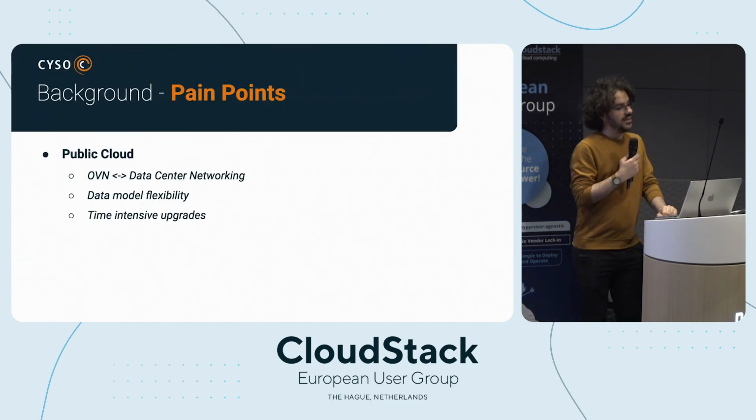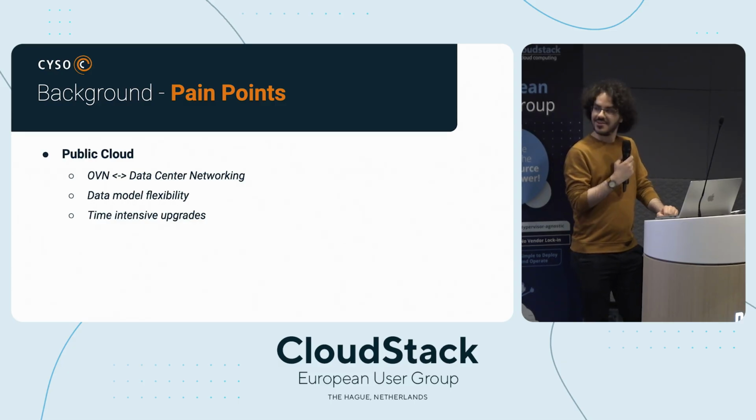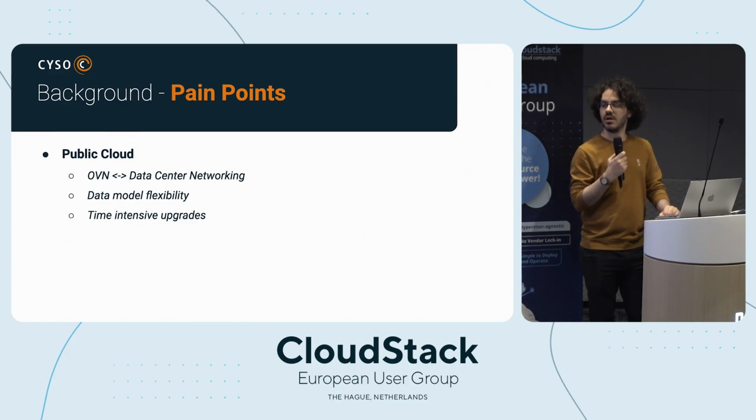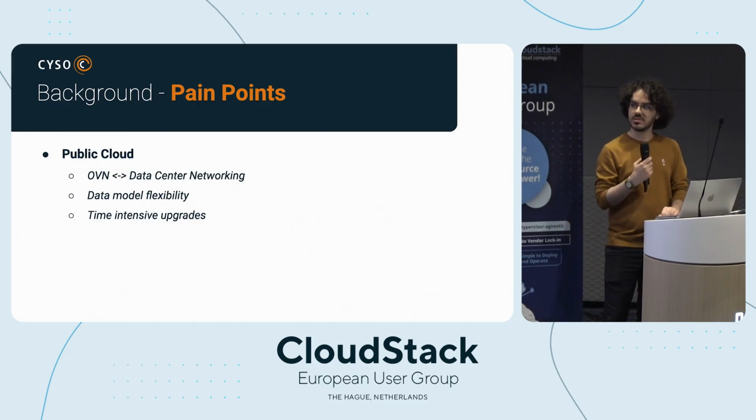And obviously, if this was all perfect, we wouldn't be here. So quickly, I'm going to cover some of the pain points we have in our current setup. For our public cloud, so for OpenStack, we use OVN. And our experience with OVN and our data center networking, and especially the more modern data center networking technology, such as VXLAN and other more modern technologies, has been negative. It's quite hard to integrate.